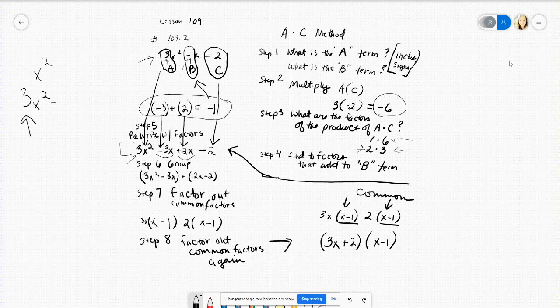And I'm going to go through and factor out what's common in that first group. So it's 3x squared minus 3x. Well, we have a 3 in both of these terms, and we also have an x in both of these terms. So we can factor 3x out of these two terms. So when I take the 3x out, that leaves me with an x minus 1 in parentheses. Does that make sense?